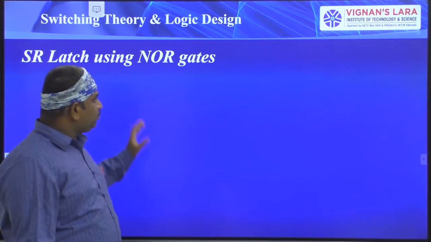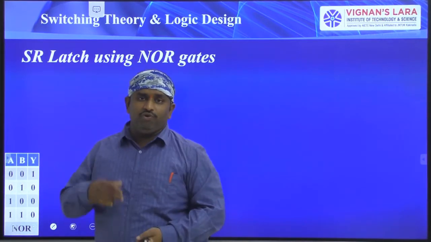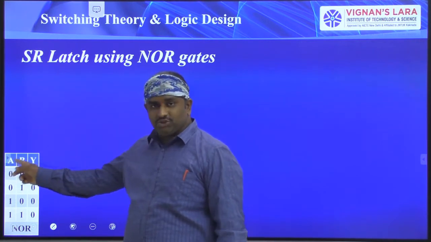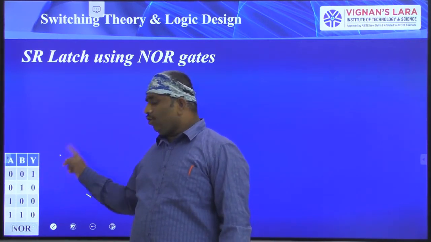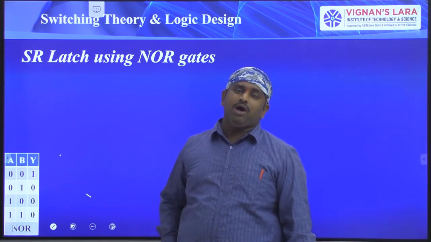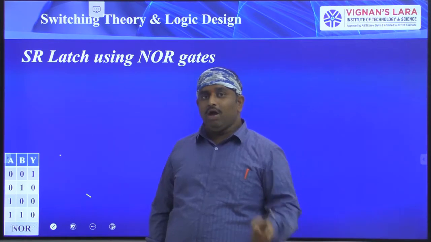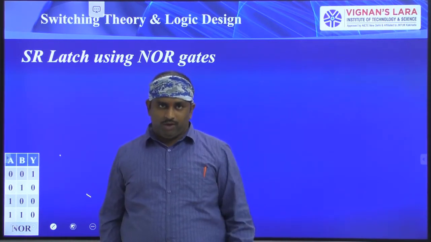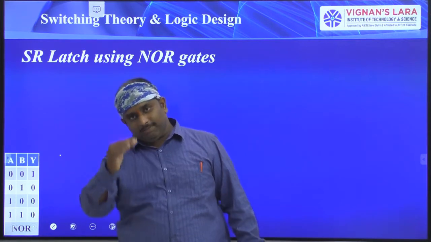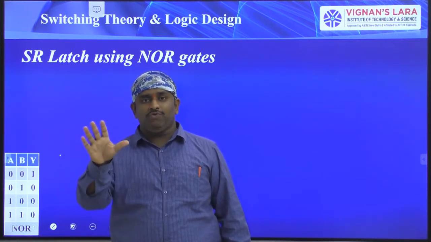In this class we will see this topic, SR latch using NOR gates. Before entering into the circuit, what is a NOR gate operation? NOR gate has 2 inputs, A and B, and output is Y. So NOR gate is the reverse of OR gate. What is the OR gate functionality? If any one of the inputs is equal to 1, the output of the OR gate is equal to 1. That is, for 0, 0, the output is 0. For all the remaining combinations, the output is equal to 1. This is the operation of the OR gate.